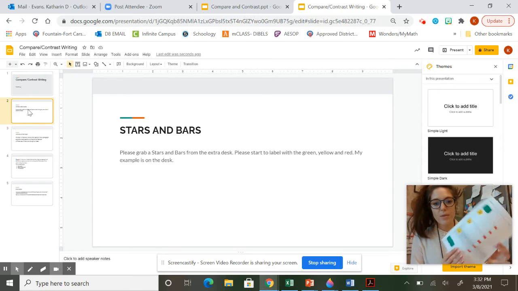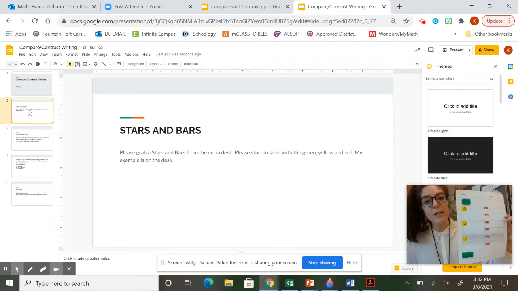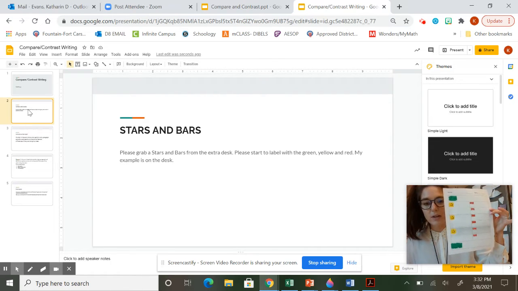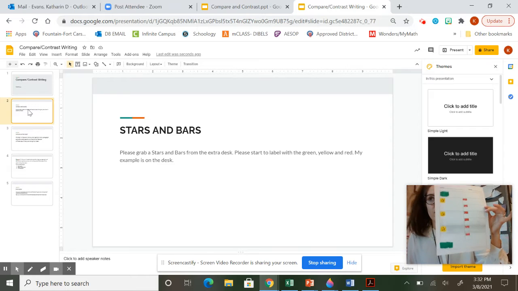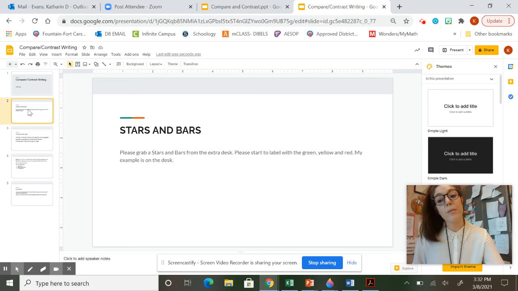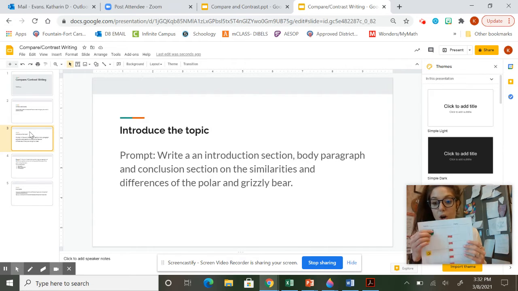Stars and bars. So please grab your stars and bars from the extra desk where I keep all those things, and please start the label. The green, yellow, and red, my examples on the desk. So just like this, you need to start labeling it, just like mine, and I'll leave this example over there for you to use. After you've done that, remember that should only take you a few seconds. After you've done that, it's time to work on our topic sentence.